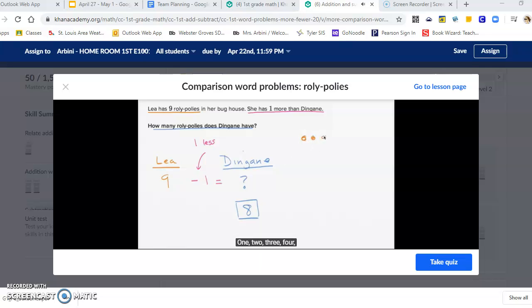Now another way you could have done it, you could have drawn Leah's roly-polies. 1, 2, 3, 4, 5, 6, 7, 8, 9. And that would have been them rolled up. You said, okay, that's 1 more than Dingane, so Dingane has 1 less than this. So 1 less than this, you just take away one of these, and you're left with 1, 2, 3, 4, 5, 6, 7, 8. You're left with these right over there.